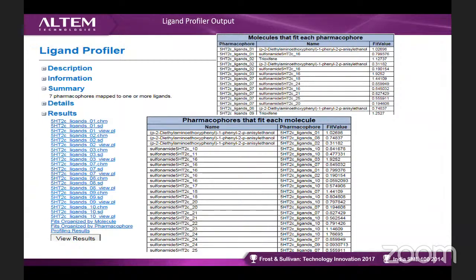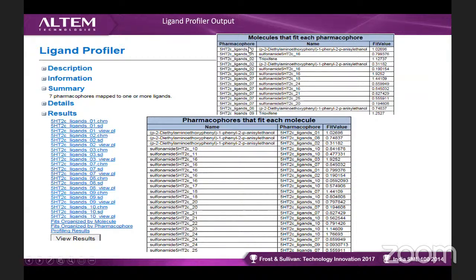How many molecules are fitting well with your pharmacophore? How many compounds are favorable to fit with your pharmacophore? Like this, you get results. So interpretation is one means of fit value. Pharmacophores I have given. So this pharmacophore one is favorable for this particular drug.